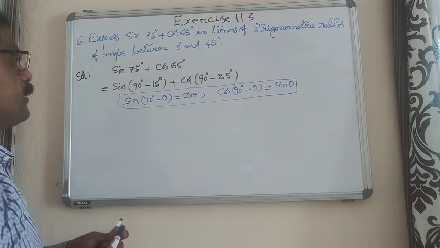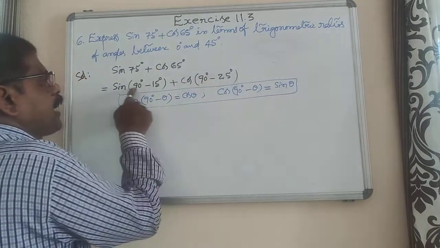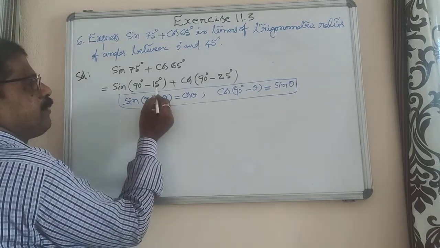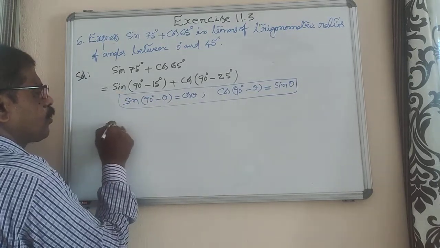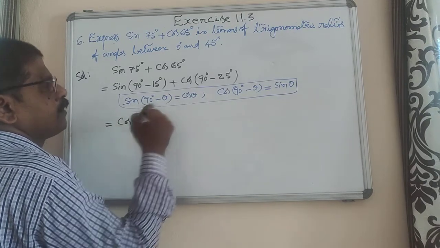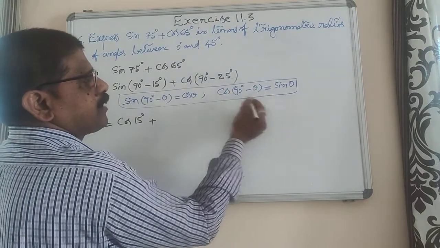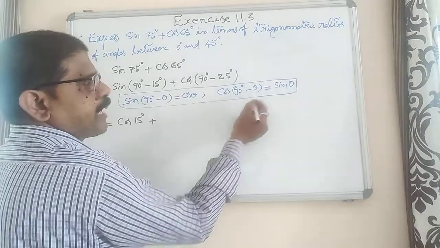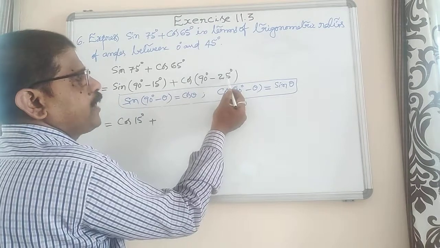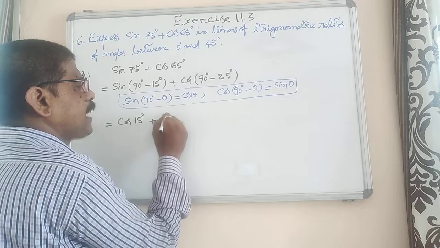You have to observe that it is in the form of sin (90 minus theta), and now cos (90 minus theta). Sin (90 minus theta) can be written as cos theta. Now we replace theta by 15. Now we can write cos 15 degrees plus, this is cos (90 degrees minus 25), in the form of cos (90 degrees minus theta), which can be written as sin theta. Now we replace theta by 25. Now cos (90 degrees minus 25) can be written as sin 25 degrees.